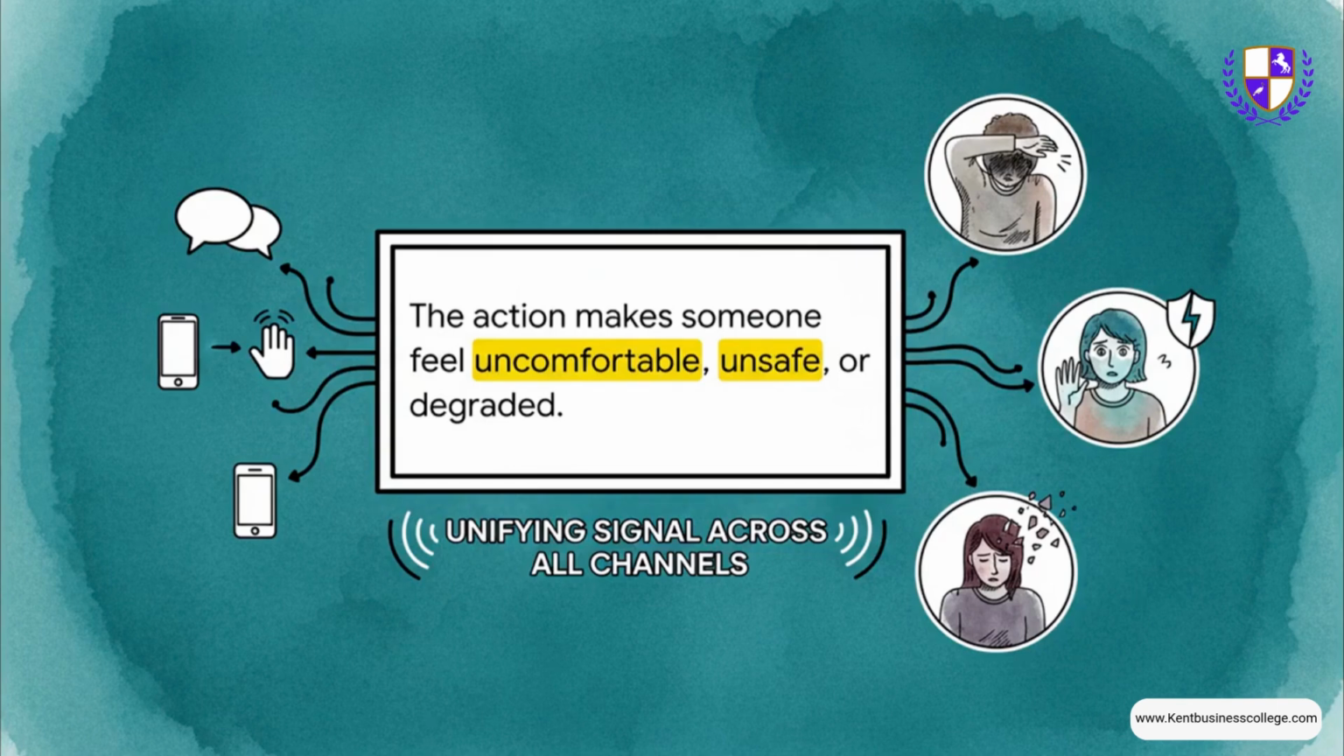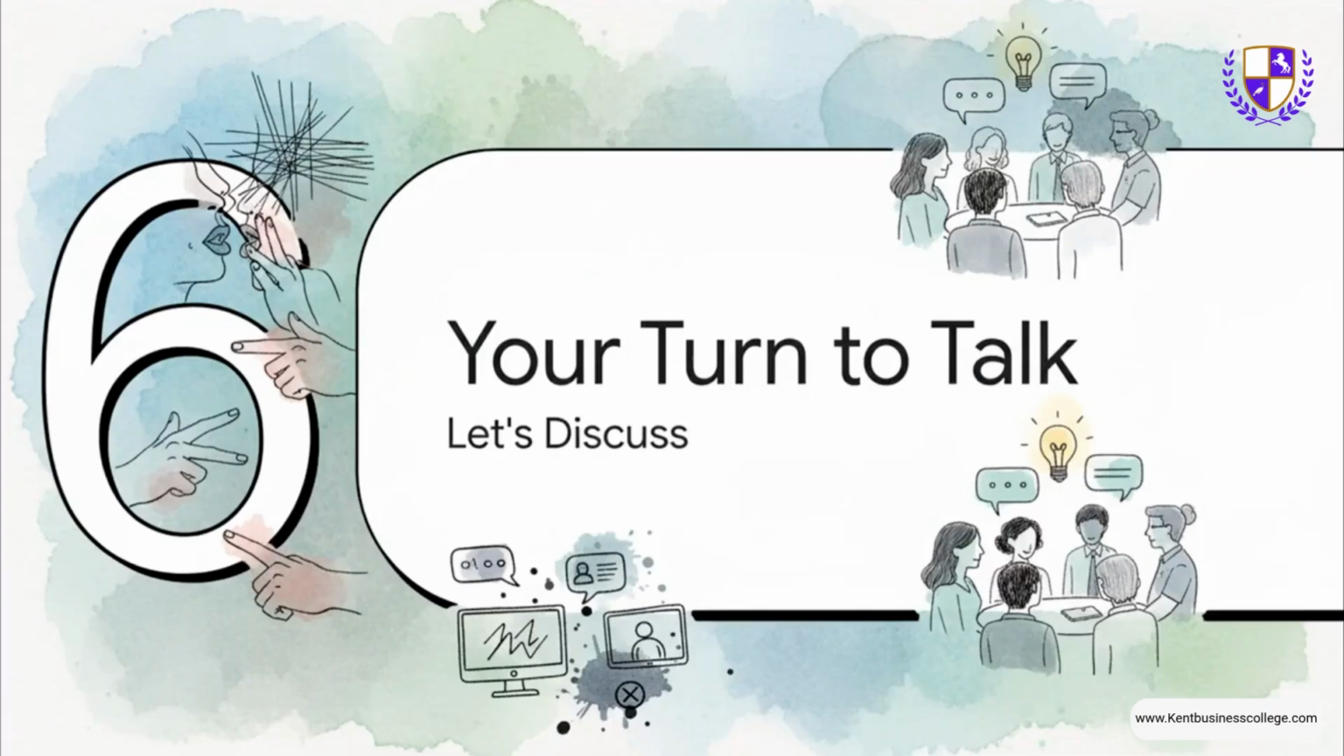If an action, doesn't matter if it's a comment, a touch, or a text, makes someone feel uncomfortable, unsafe, or degraded, it has crossed the line. That is the unifying signal. That is the only test that matters. Period. So now you've got the field guide.